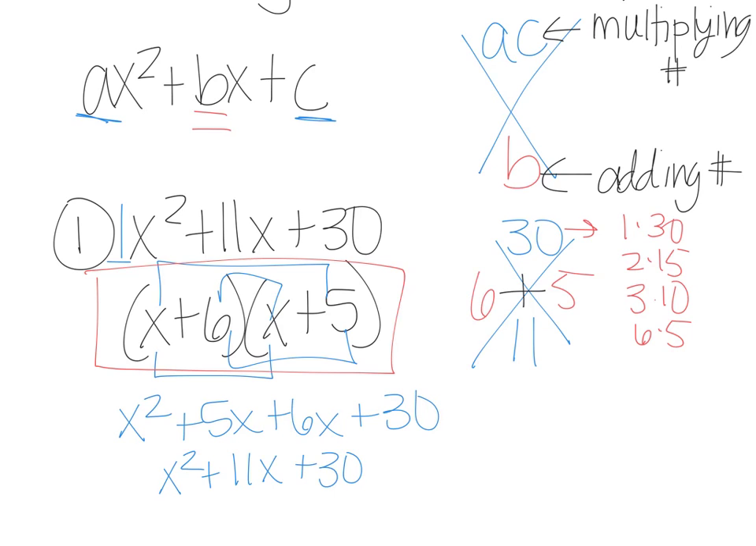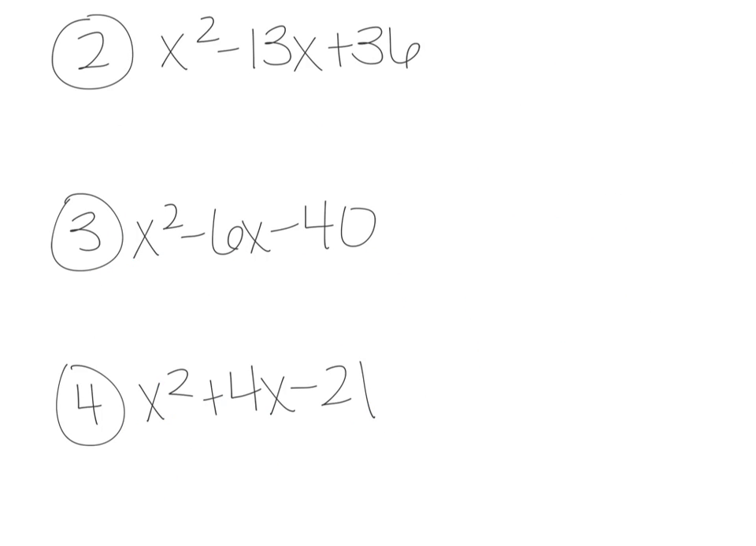So let's look at a few more, because once we add negative signs in, it gets a little bit more complicated. So here are some with some negative signs. Again, the first step is I make the x and put the numbers in the right spot. Again, a is still 1, so 1 times 36. 36 goes on top. Negative 13 goes on the bottom.